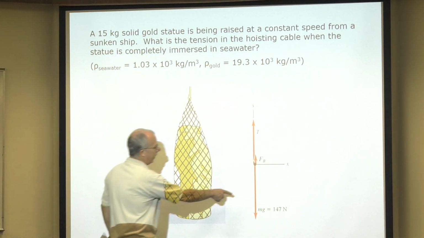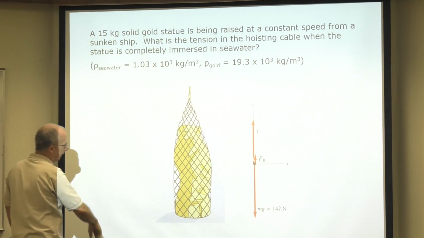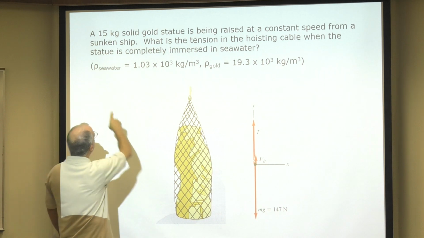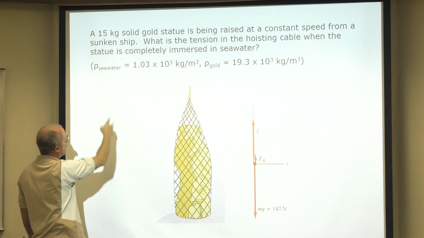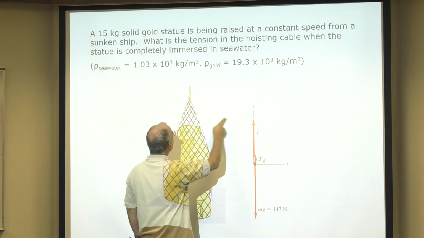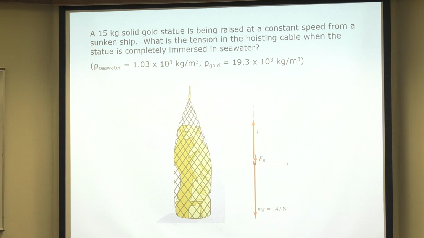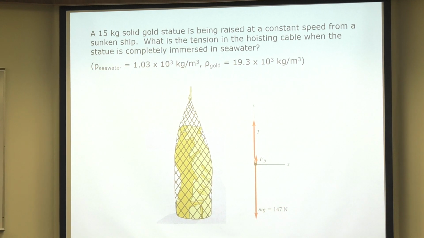So the weight of the object, right? 15 kilograms times 9.8 meters per second squared is 147 newtons. Then there's the tension of the cable, and there's a buoyant force. All right, we're pretty good at that. So we're trying to find the tension.